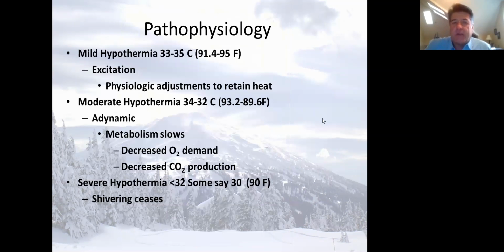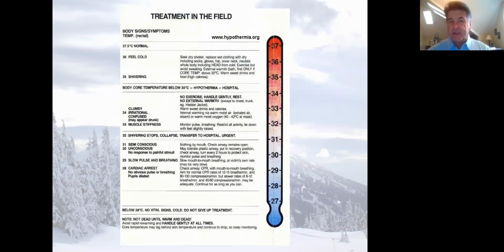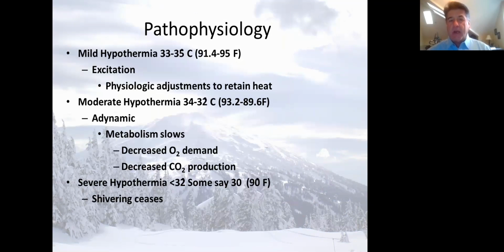So let's talk about the three significant classes of hypothermia. Mild hypothermia is defined as about 33 to 35. That's around 91.4 to 95 degrees. Mild hypothermia, as stated in our last slide, we can take care of pretty much on our own. Usually, the body takes care of this through excitation, and you have physiologic adjustments to retain heat.